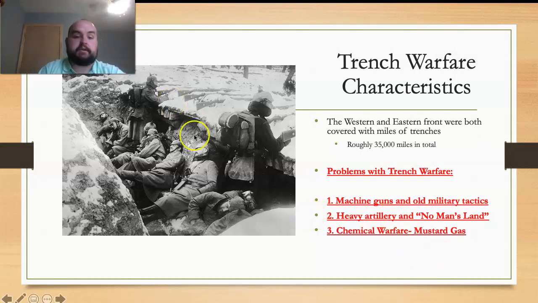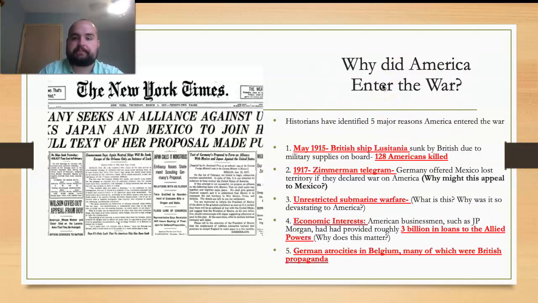The trenches didn't help with this at all, as you might imagine. When you have people cooped up in these tight trenches, it's very easy for the mustard gas to get in and spread around and infect many people at once. So again, trench warfare was really not that effective of a military plan at this point.